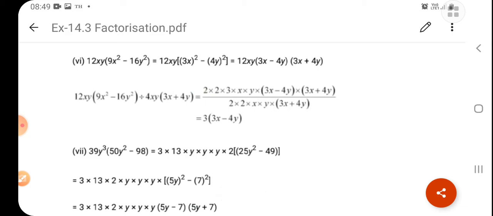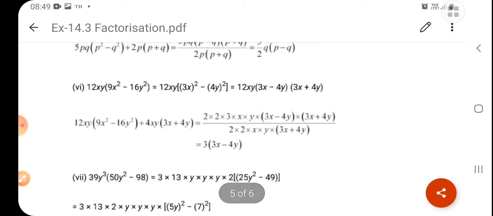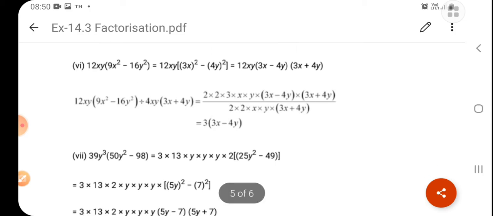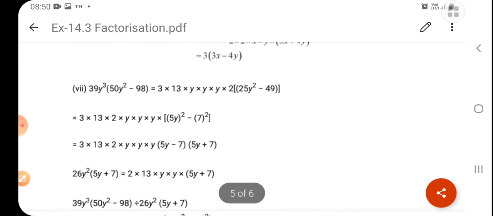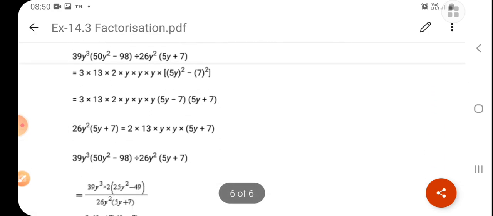12xy into 9x square minus 16y square. That is 3x whole square minus 4y whole square. So 3x minus 4y and 3x plus 4y in fraction form, divided by the term 4xy into 3x plus 4y. So 3x plus 4y will get cancelled out, and we'll get 3 into 3x minus 4y as the answer.